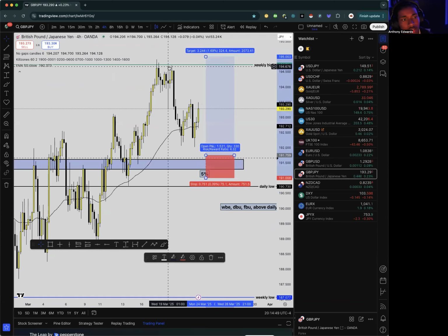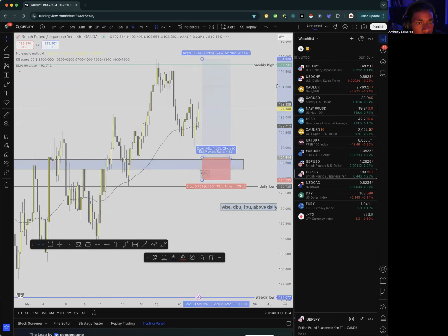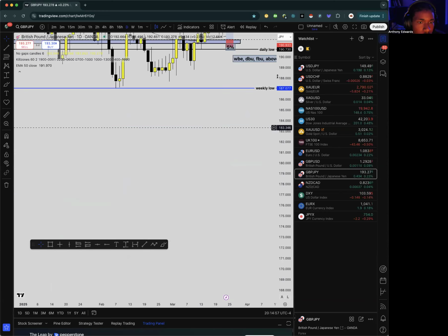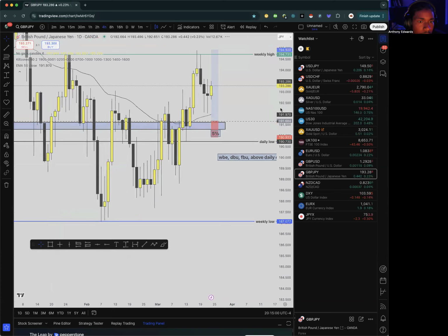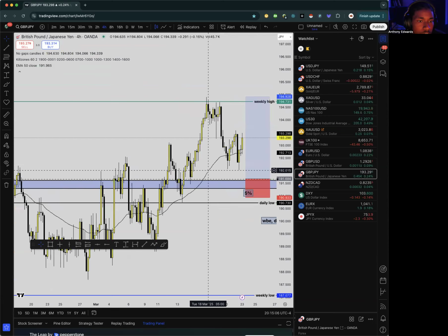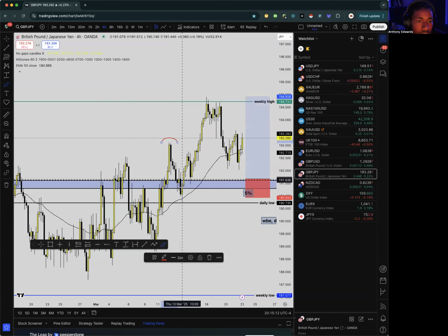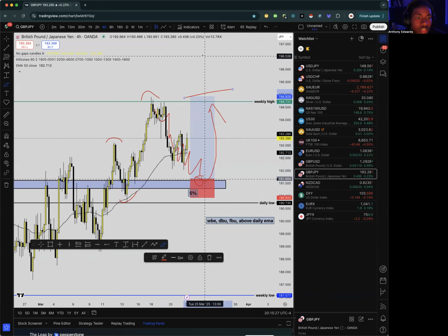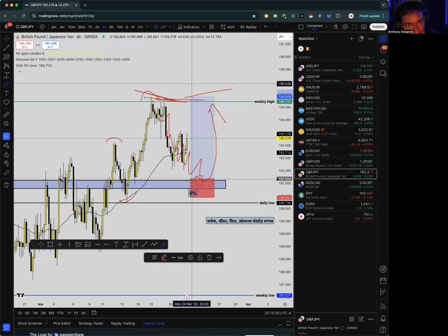GBP JPY. Weekly is bearish, daily is bullish. And then if we look at the 4 hour, 4 hour is bullish. You can see this is 4 hour's newer high. So this is a higher high, higher low, higher high. Price starts to create this internal liquidity. And then we should get some confirmation here to push price up and create a new high, taking out this high right here.